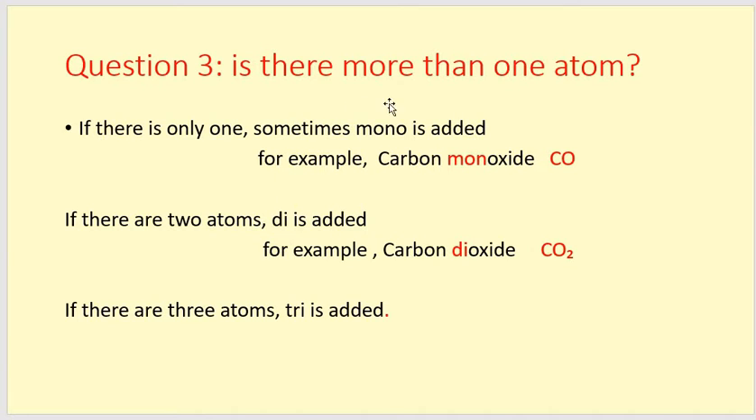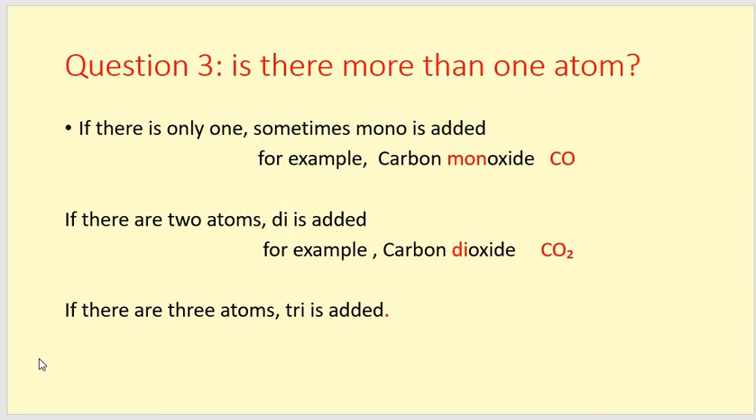Part 3. Is there more than one atom? If there's only one, sometimes you put mono in to tell you there's one. Carbon monoxide is CO. If there are two, you put in a di. Di means two. For example, carbon dioxide, CO2. They look very similar. Neither's particularly good for you, but carbon monoxide is actually a deadly poison, whereas you can tolerate some carbon dioxide inside you. You know that because you make it in your body, but then you breathe it out. Now, if there are three atoms, tri is added.